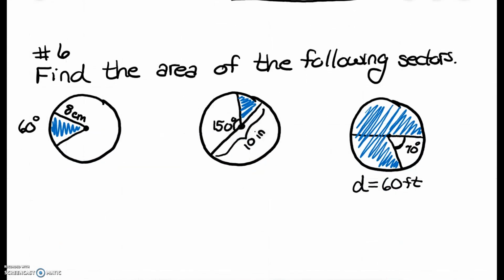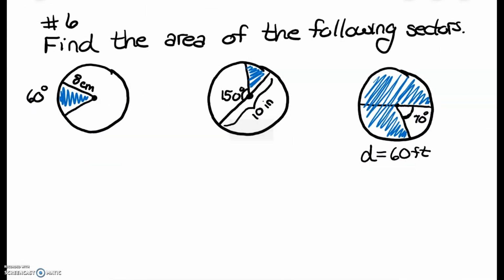For problem number 6, we're going to move on to finding sector area. So the formula for finding a sector is the measure of your arc in degrees. I'm going to put that as theta because we usually use some sort of symbol for an angle, over 360 degrees times pi r squared. So we need the radius and we need the angle of our sector.